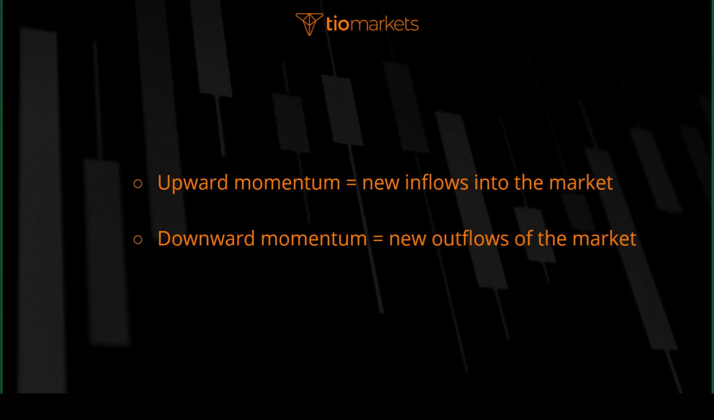Now, upward momentum means that basically we have new inflows into the market, and downward momentum means you have new outflows of the market. So no market can move higher if there is no new money flowing into it. And what does it mean practically? Let's go and see. Just a moment. I'm going to show you a chart here.